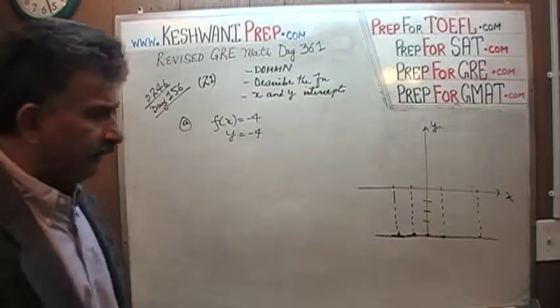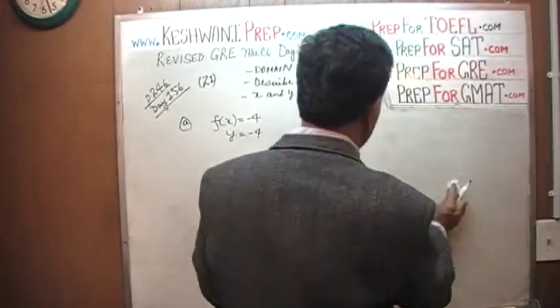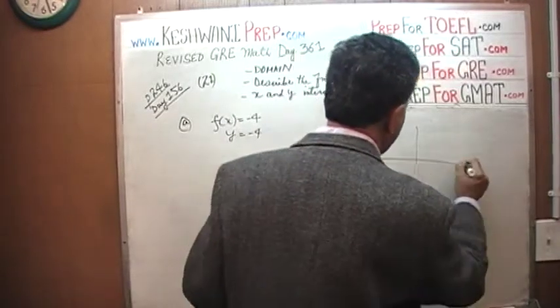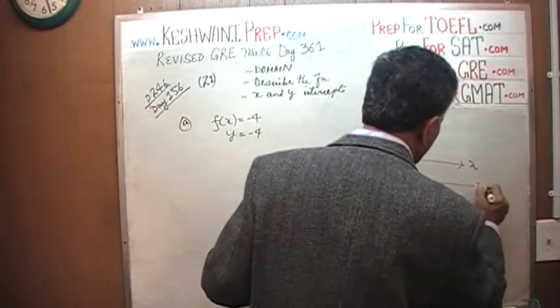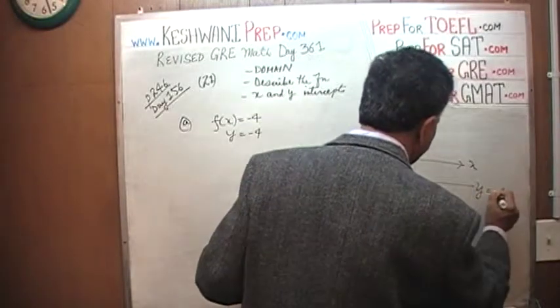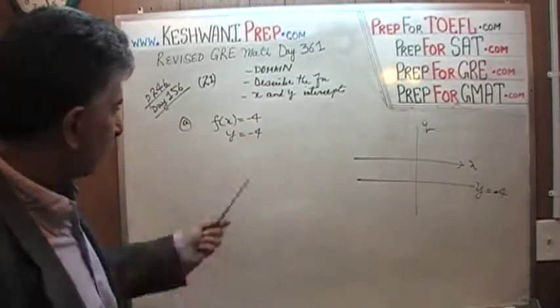Let me do this freehand now, because this looks kind of ridiculous. So here's the graph of this function. Here's the x-axis. Here's the y-axis, and here you go. Y equals -4. They're looking for the description of the function, but the description is very simple.